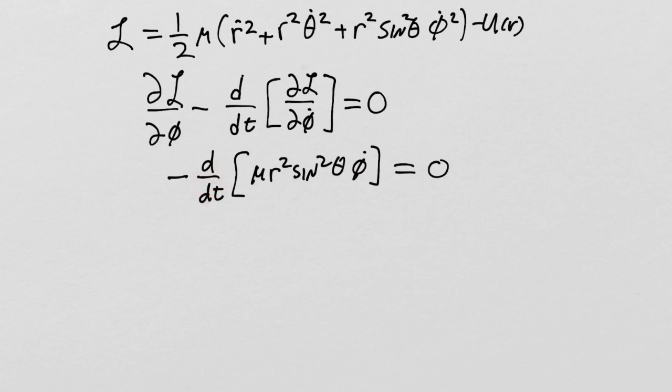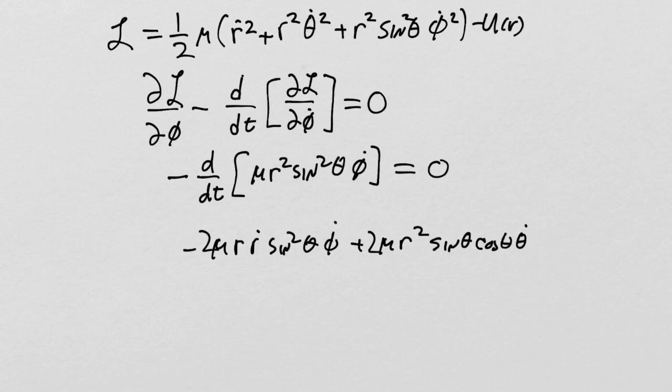And we could take the derivative with respect to time, and if we began that enterprise, we would end up with minus 2 mu r dot sine squared theta phi dot plus 2 mu r squared sine theta cosine theta theta dot phi dot minus mu r squared sine squared theta phi double dot, right, equals 0.